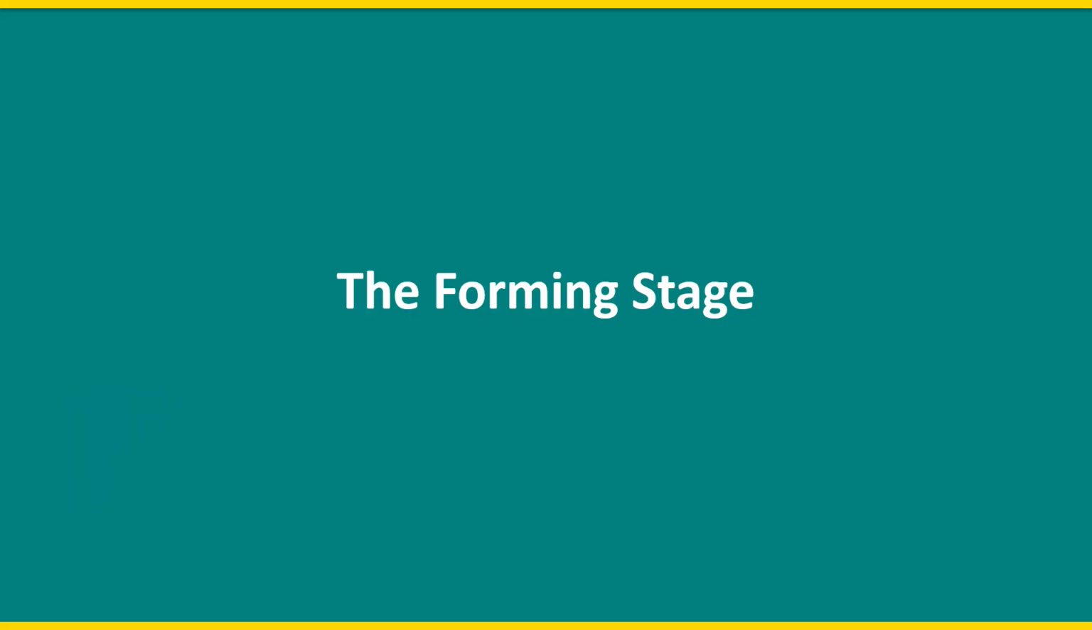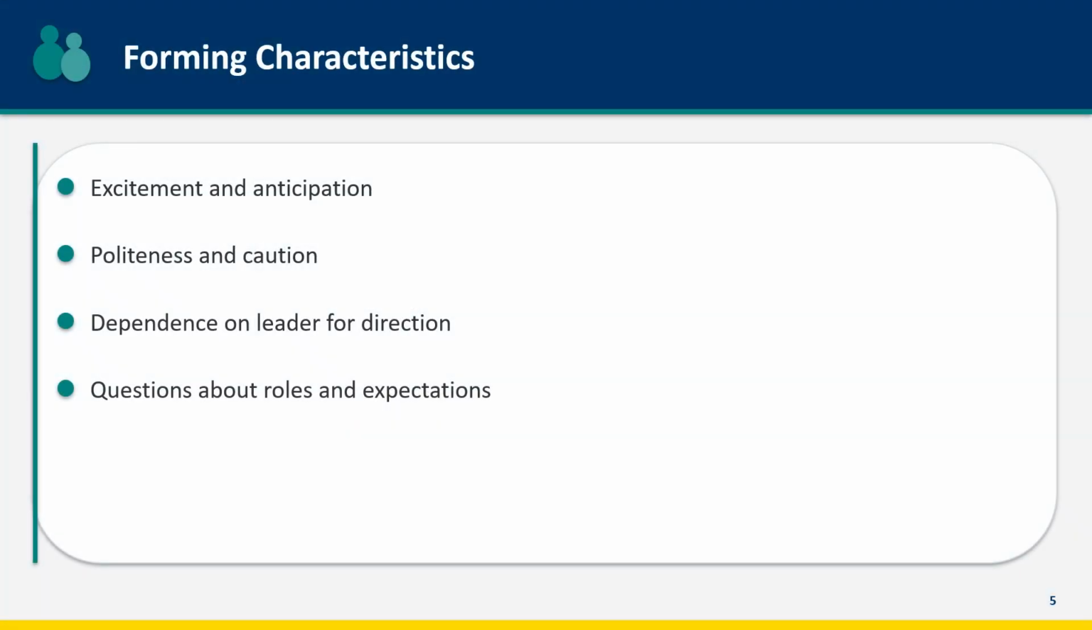Let's examine each stage in detail, starting with forming. This is the beginning of the team's journey. In the forming stage, team members experience excitement and anticipation about the new project. They're polite and cautious with each other. No one wants to make a bad first impression. There's heavy dependence on the leader for direction. Team members look to you to define how things will work.